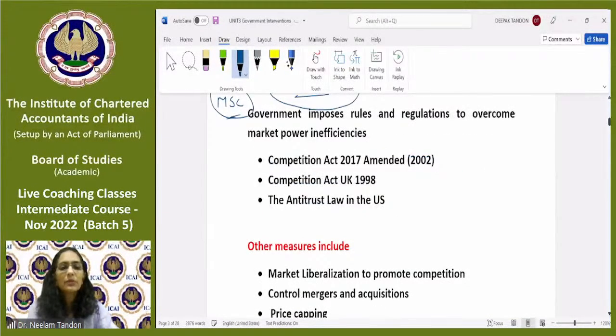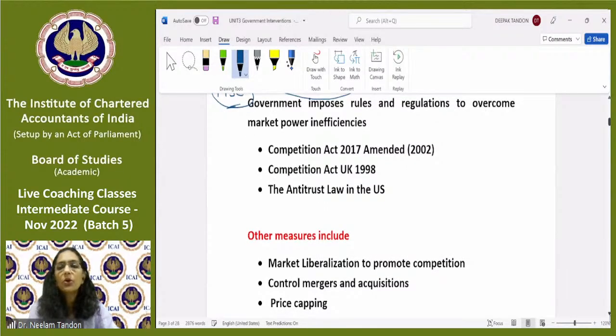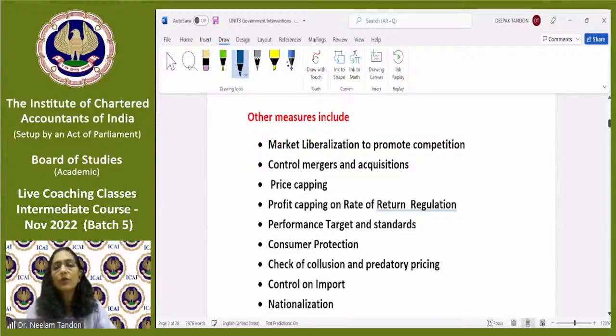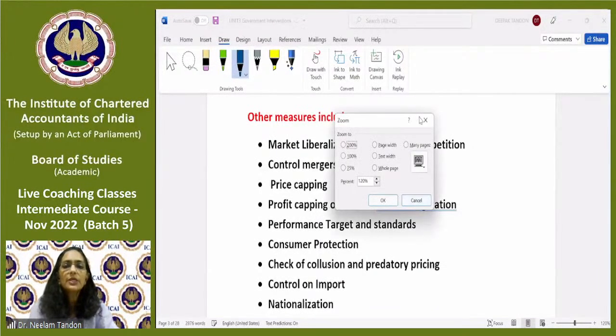Competition Act 2002 in India. In the UK, they have the Competition Act 98, antitrust law in the US. In the international market also, they go for tariffs, quotas, subsidies, some measures like that. So different measures are taken over a period of time, okay? Another measure taken over time is market liberalization.